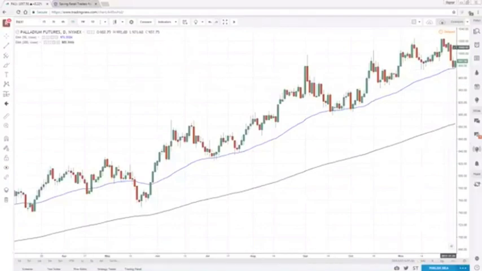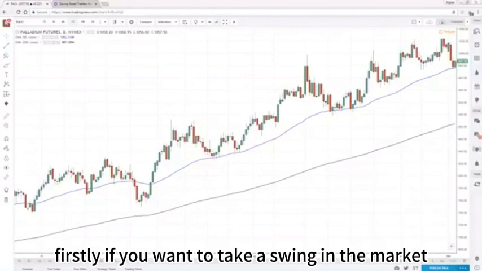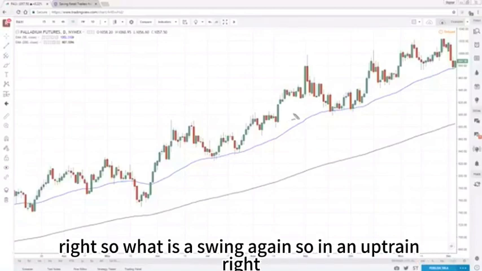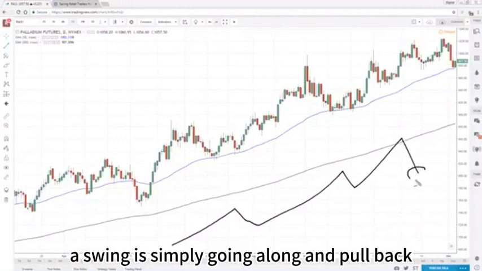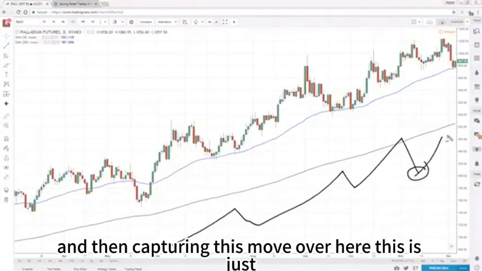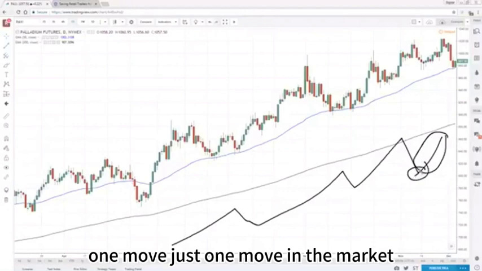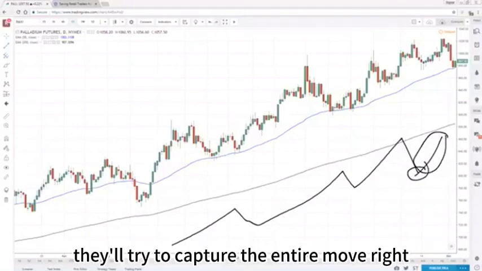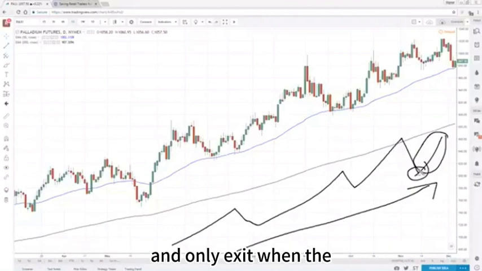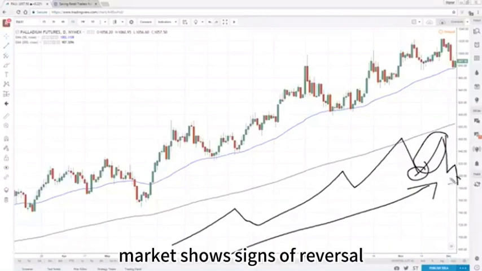And what about target? Firstly, if you want to take a swing in the market, what is a swing again? In the uptrend, if you want to take a swing, it is simply going long on the pullback and then capturing this move over here. Just one move in the market. Whereas a trend following or position trader will try to capture the entire move, and only exit when the market shows signs of reversal.